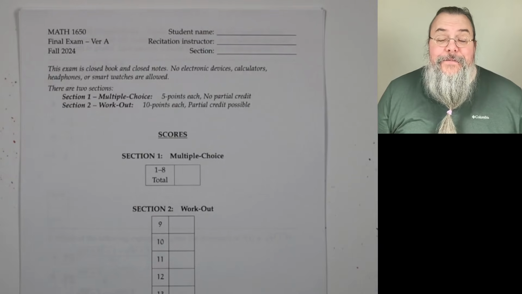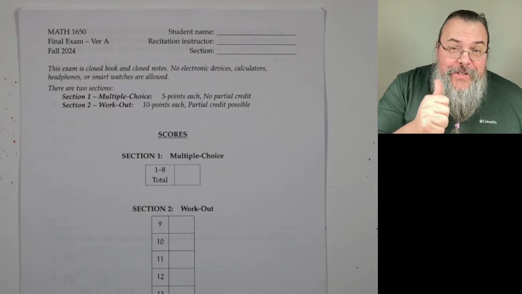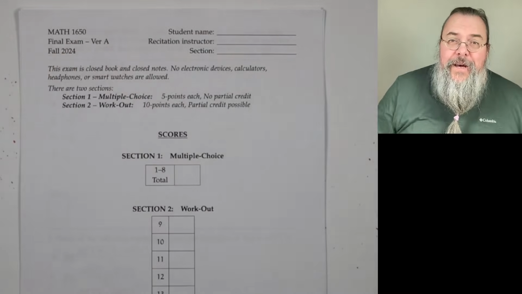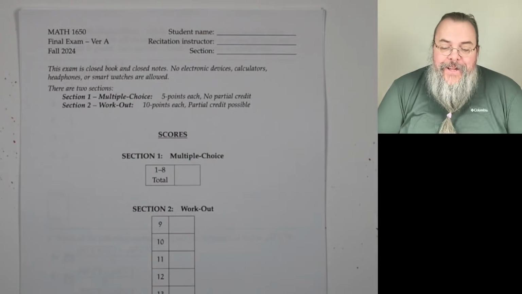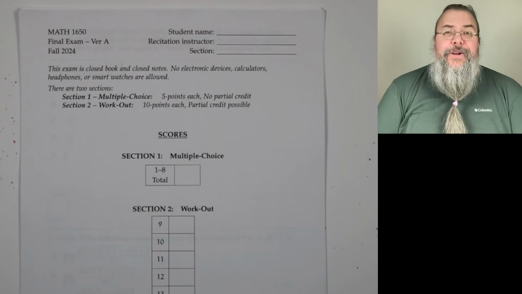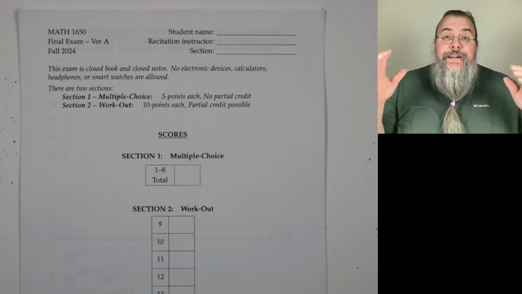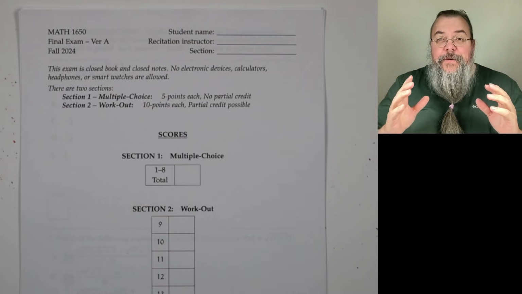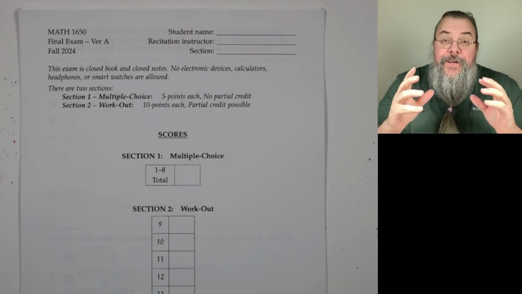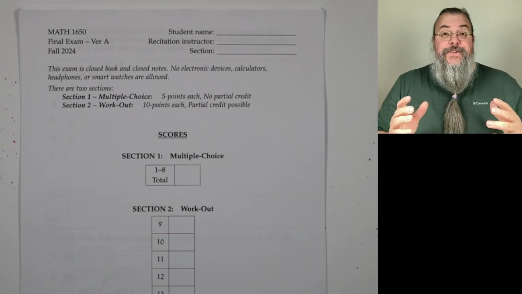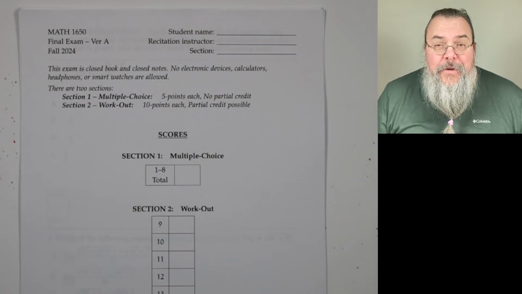So we're about to look at a final exam from Calculus 1, locally known as Math 1650 from the fall 2024. What a great vintage that was. Now, every final exam is a snowflake. It's special and it's unique. They're all slightly different from one another.